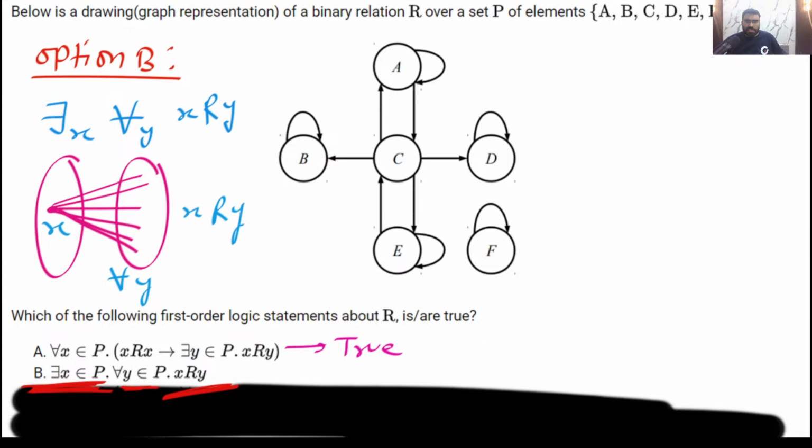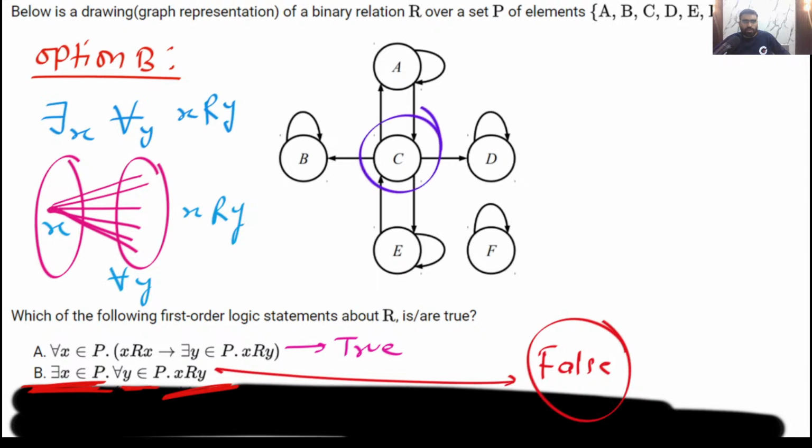So do we have such an element? F is not related to everyone, D is not related to everyone, A is not, B is not, C is not related to C, and C is not related to F. So there is no such element, and this is actually false. For example, C is not related to C, A is not related to D, D is not related to A, B is not related to A, E is not related to A, F is not related to A. So option B is false.